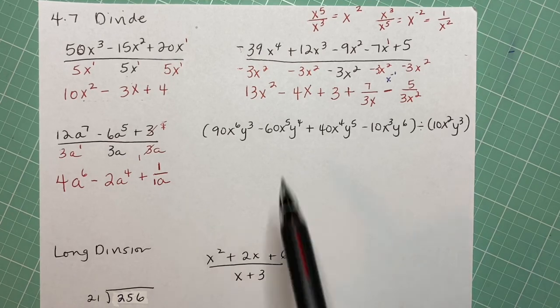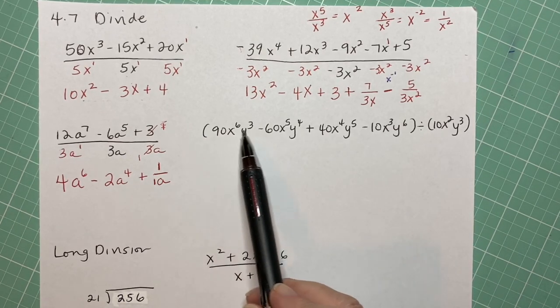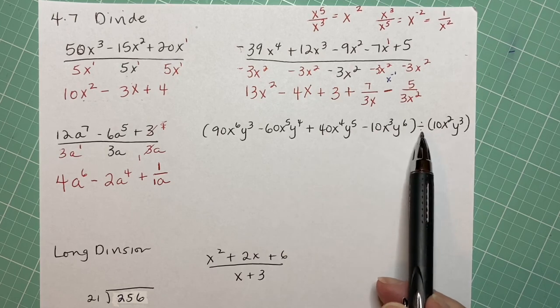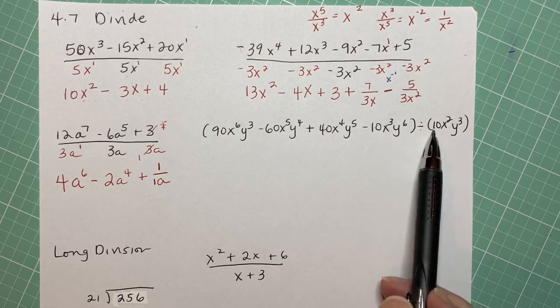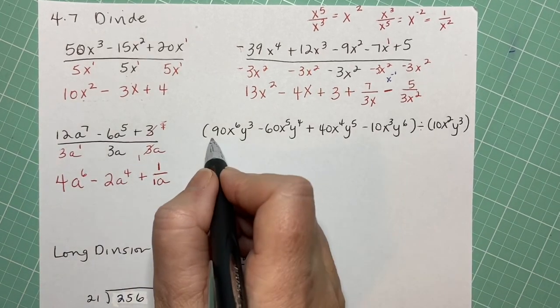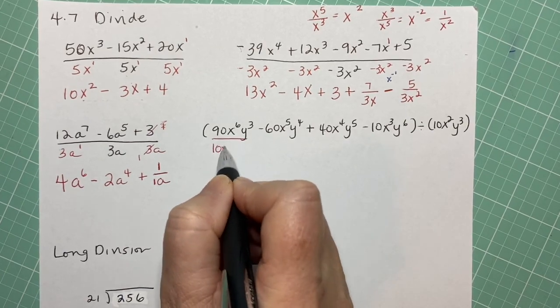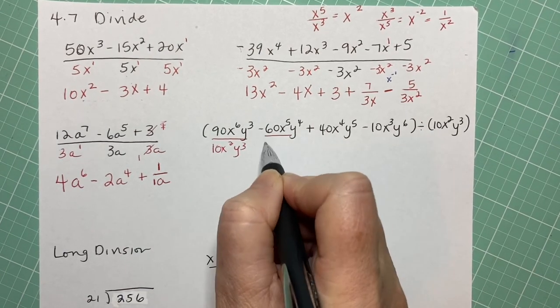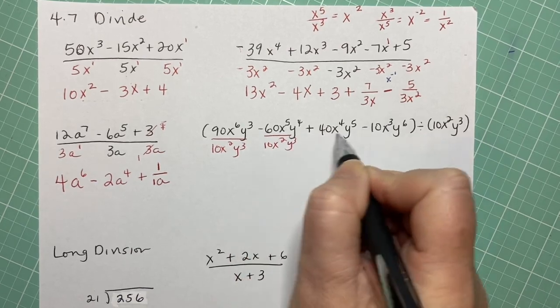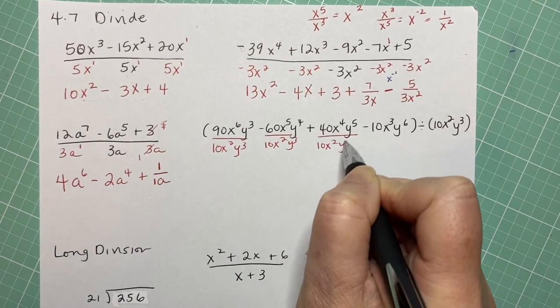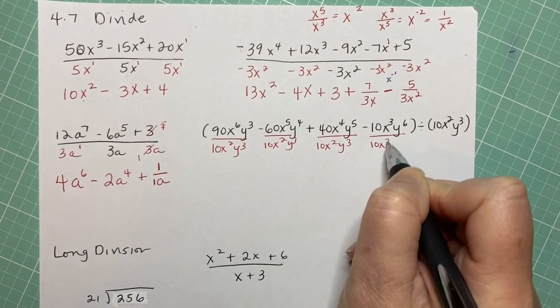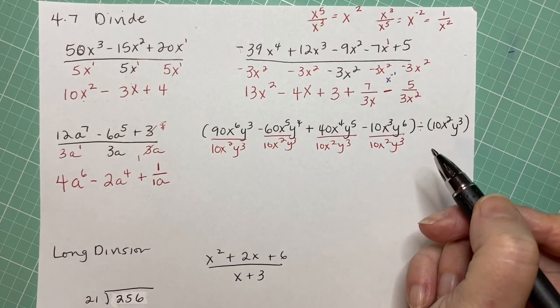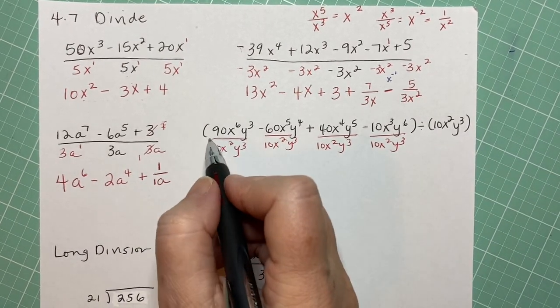Okay, this next one's the same problem, just written a different way. See, it's saying take this whole parentheses and divide it by this one term right here. So that really just means divide this by 10x squared y3, divide this by 10x squared y3, this by 10x squared y3, and this by 10x squared y3. So you just start at the beginning and just start dividing.